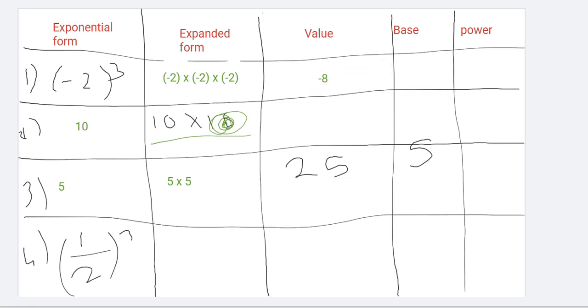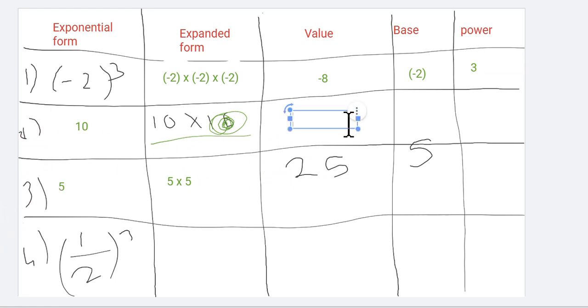What will be the base? Your base will be -2. Okay, always remember to write any negative number in brackets, and your power will be 3. The power is the number of times you're multiplying the number, the base. Alright, now second question, let's finish it.